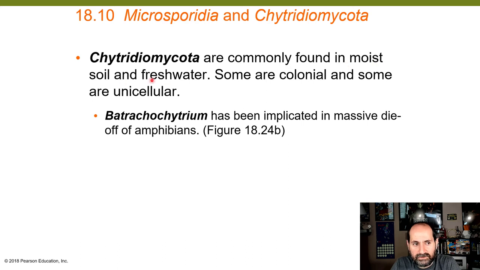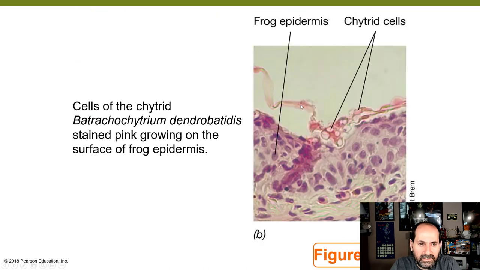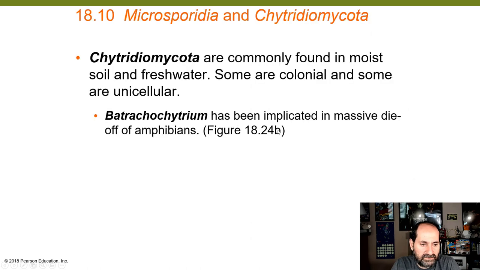Chytridiomycota are commonly found in moist soil, freshwater. Some are colonial, some are unicellular. Here's an example. Batrachochytrium has been implicated in massive die-off of amphibians. You can see it here. Here is your frog epidermis. So these are frog cells. And here are the chytrid cells invading the frog epidermis. You've got the cells of the chytrid stained pink, growing on the surface of the frog epidermis, causing infection and disease and death of those amphibians. So they're killing off amphibians.